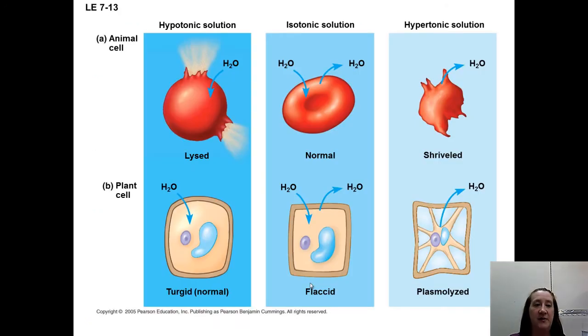All right, so let's look a little bit at this. So here's some different types of cells and different types of solutions, okay? So an animal cell, when placed into a hypotonic solution, water is going to move from hypo to hyper. It's going to move into the cell. If it keeps moving in and keeps moving in, because there's nothing to support or act as a barrier on the outside, the cell is going to explode, okay?